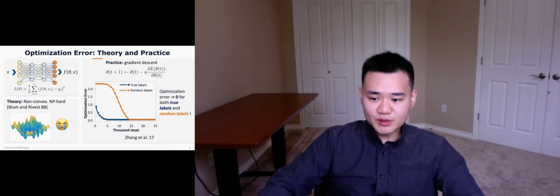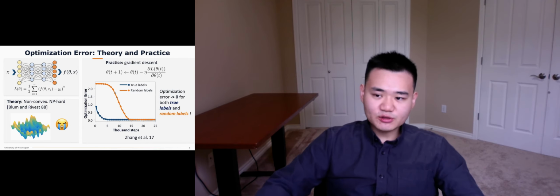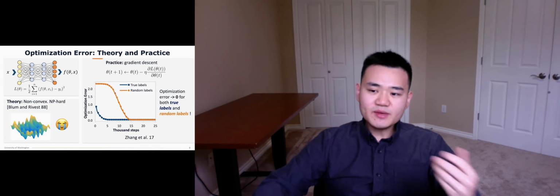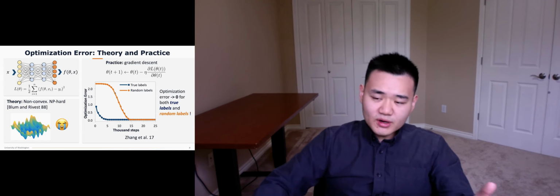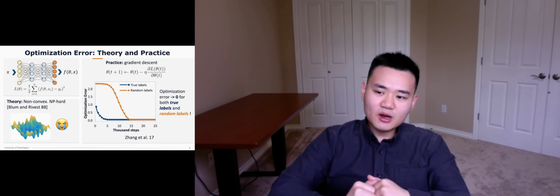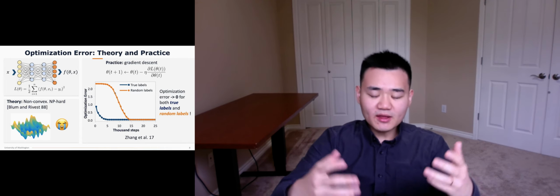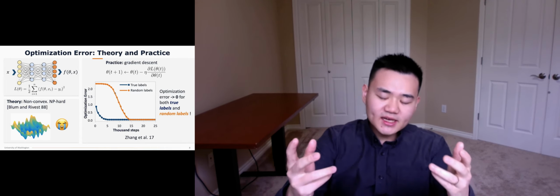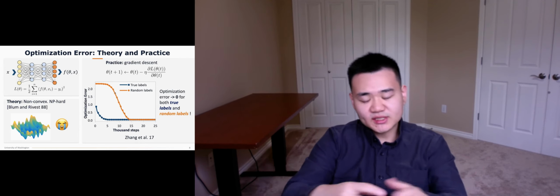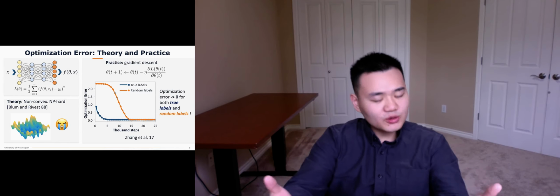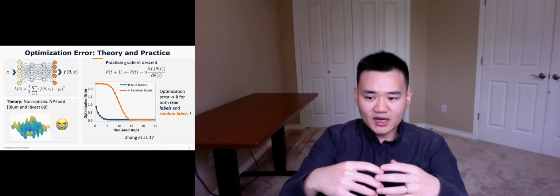So this is an experiment done by Zhang et al. in 2017. They tried using gradient descent on an image dataset to optimize a neural network. Furthermore, they tried 2 setups. One is using the original data. The other is to replace the labels in the data with some random labels. So in this new setup, there's not even any correlation between the input and the random labels.